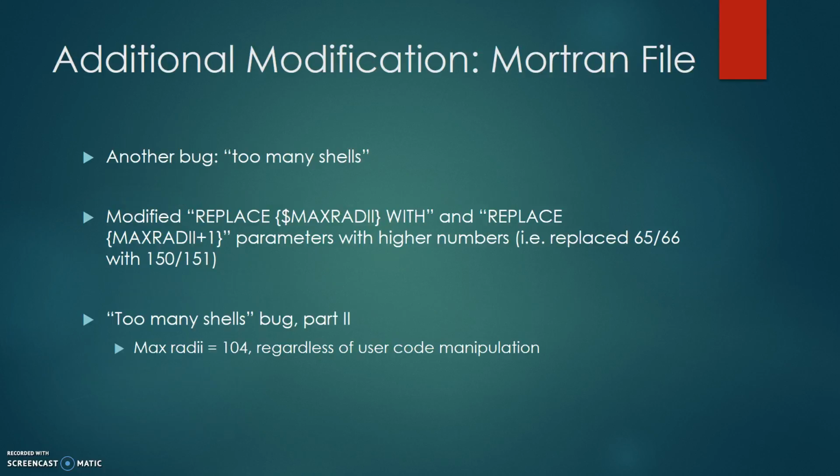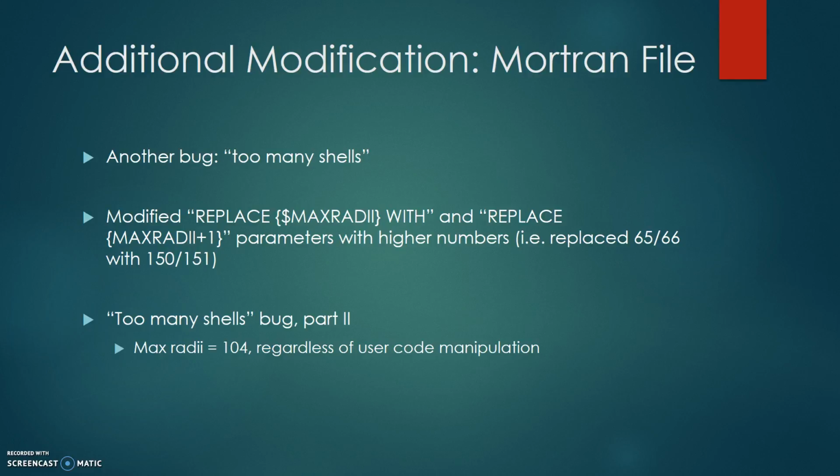Another bug forced me to modify the user code directly. This bug took a while to figure out and occurred when I had more than 65 shells. Dr. Egan recommended that I investigate the EDKnrc file itself, and I found two fields that contain the maximum number of radii allowed per simulation.